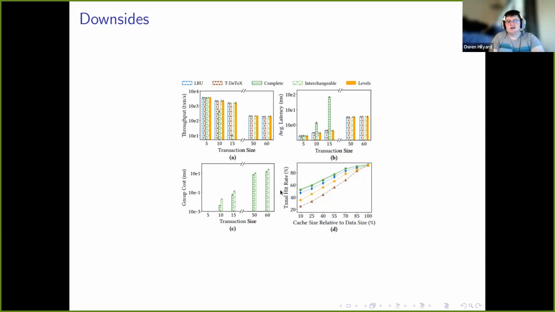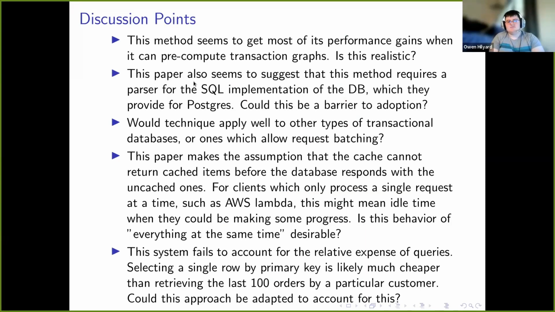So I have a couple points of discussion, one of which is that it gets most of its performance when it can pre-compute transaction graphs and whether that is realistic. So why don't we discuss that for a bit and then we can move to the next one.